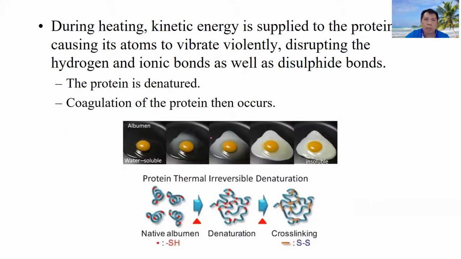For example, during heating, kinetic energy is supplied to the protein, causing its atoms to vibrate violently, so that it disrupts the hydrogen and ionic bonds, as well as the disulfide bonds. Like this is the normal one, now it becomes disrupted. They're broken down. Then after that, they will form cross links, the disulfide bond. Then they become insoluble. So the protein is said to be denatured, and coagulation of the proteins occurs. This type of denaturation is irreversible.